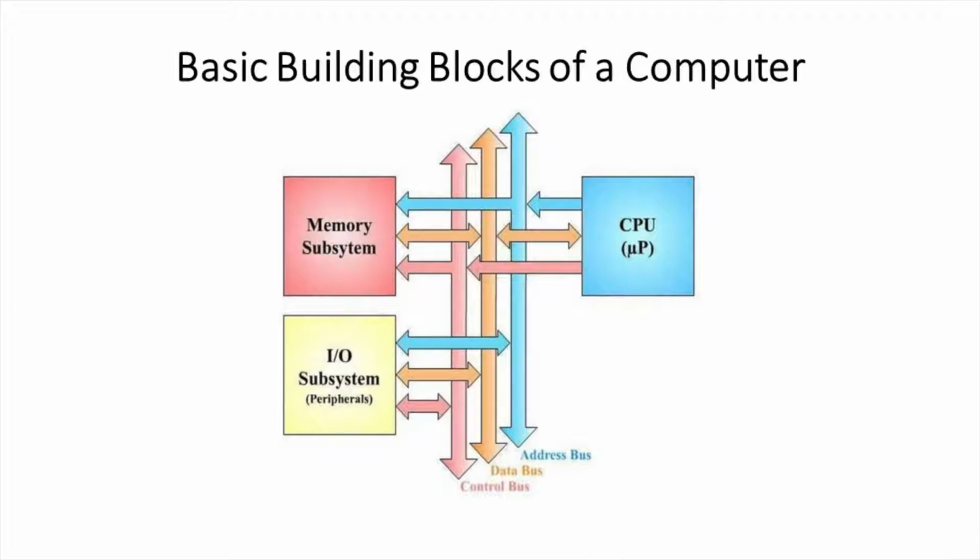Whereas, the actual data is exchanged between the CPU, the memory or the I/O subsystem using the data bus, and the control bus is used by the CPU control unit to issue control signals like read and write signals to the memory subsystem or the I/O subsystem. So, this is a gist of the building blocks of a computer.